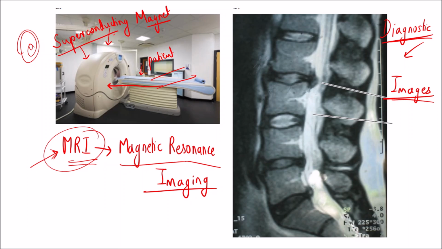Basically the human body is subjected to the magnetic field. A very strong superconducting magnet is used for that. Based on the same principle, the images are generated and analyzed to find out whether a person has some disease or not. That is the diagnostic use.